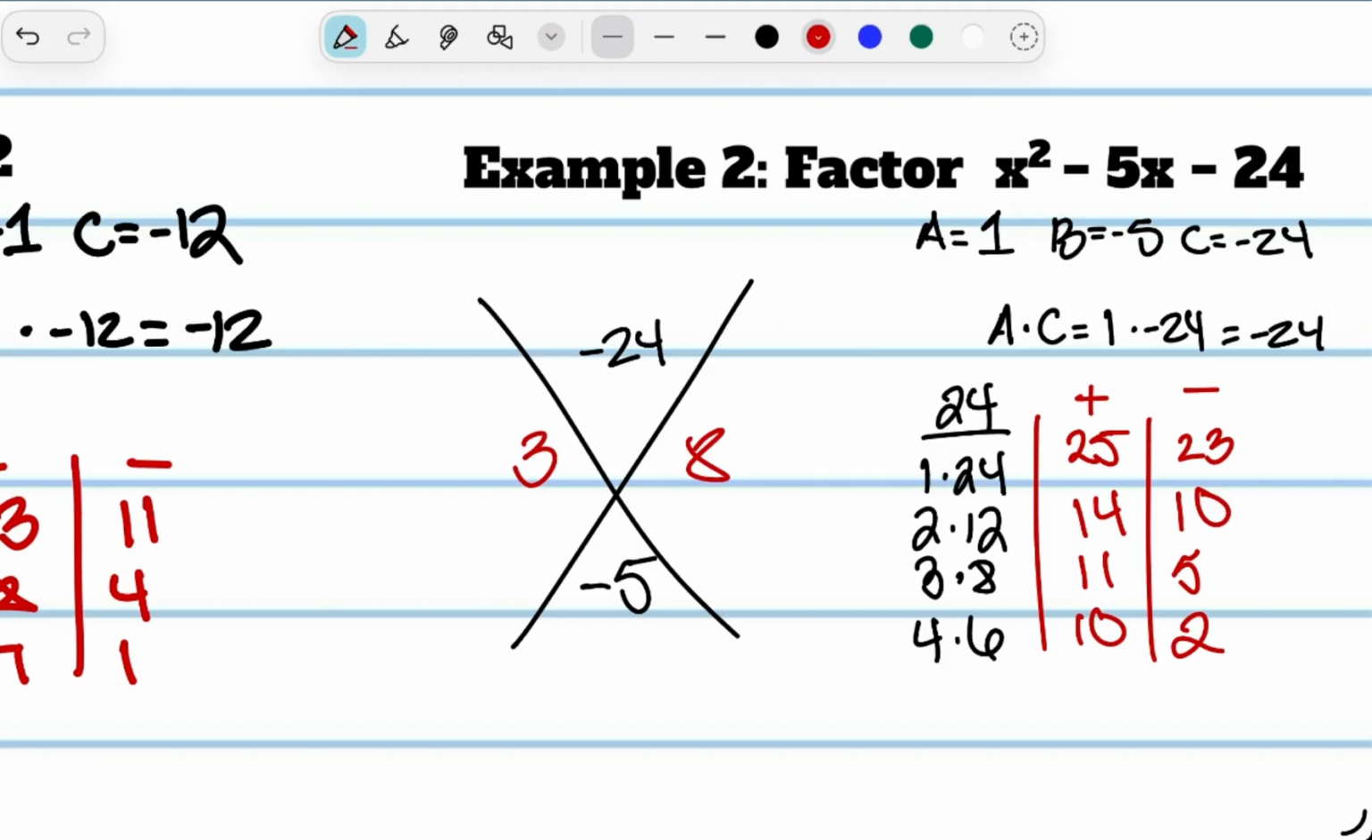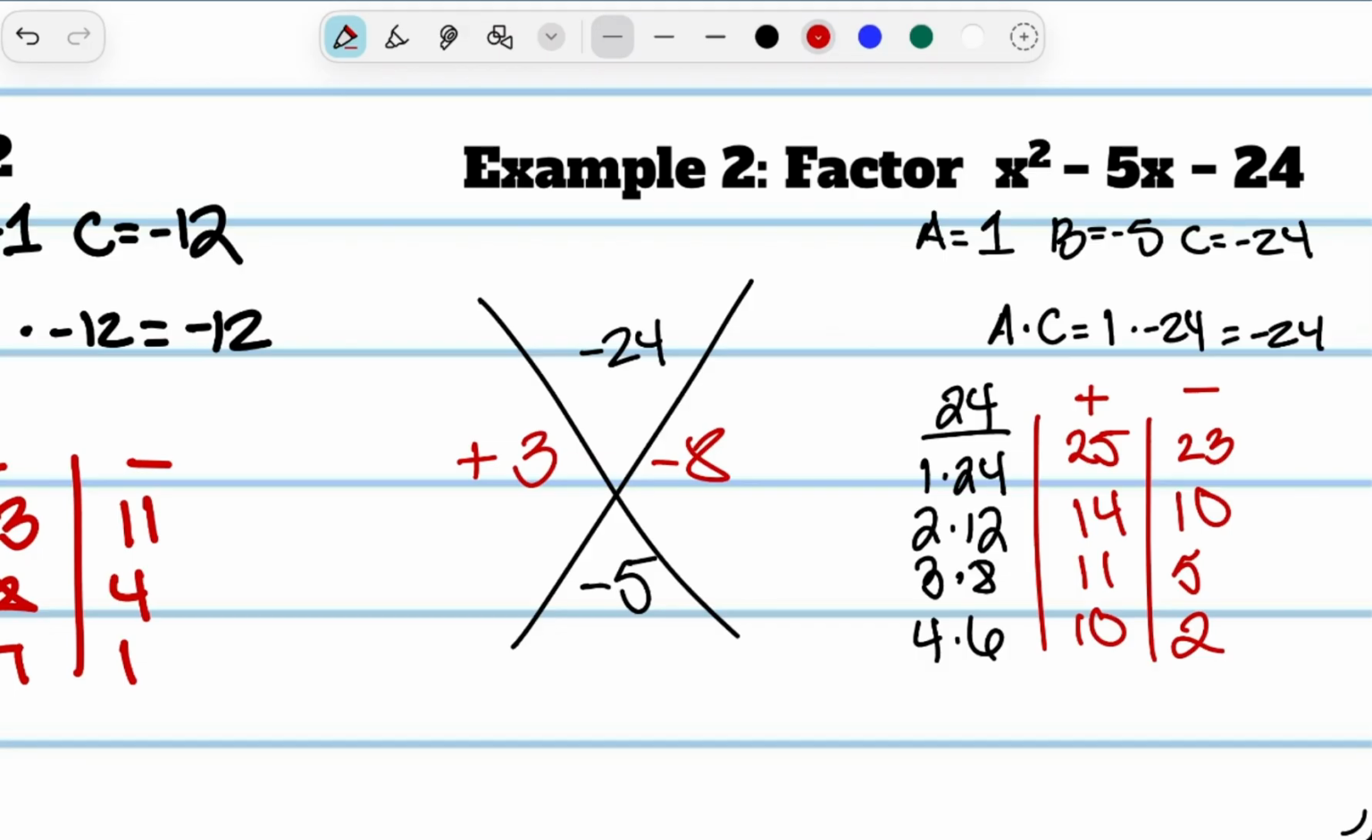So with that being said, this time we're going to put a negative in front of the bigger number, and the smaller number is going to be a positive. If I multiply -8 times 3, that gives me -24. If I have -8 plus 3, that gives me -5, okay?